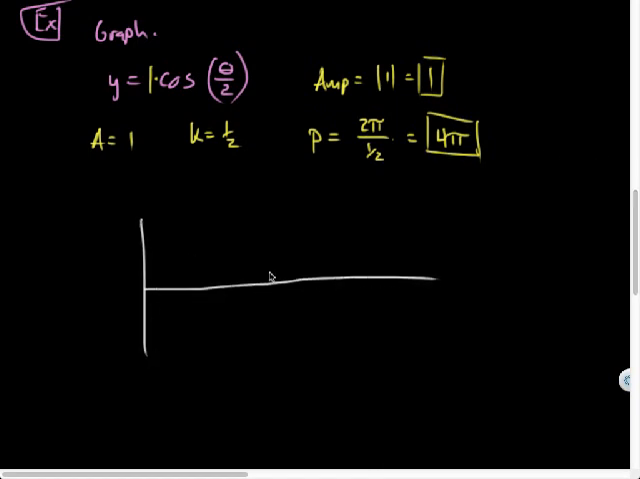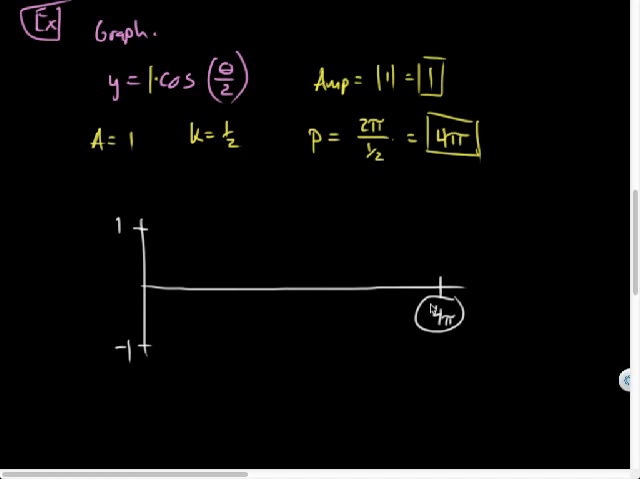When I graph this, I didn't do any shifts. We're not doing shifts yet, don't worry. So it's still going to have a midline at y equals 0. How high and how low is this going to go? 1 and negative 1, right, because the amplitude was still 1. And instead of being 2 pi for one full period, now my period is 4 pi. So I'm going to draw just one cycle of this cosine function. But now 4 pi is how far out I'm going on the x-axis.